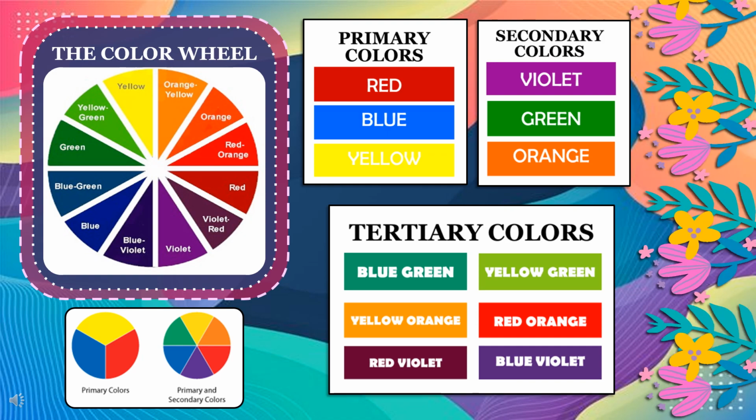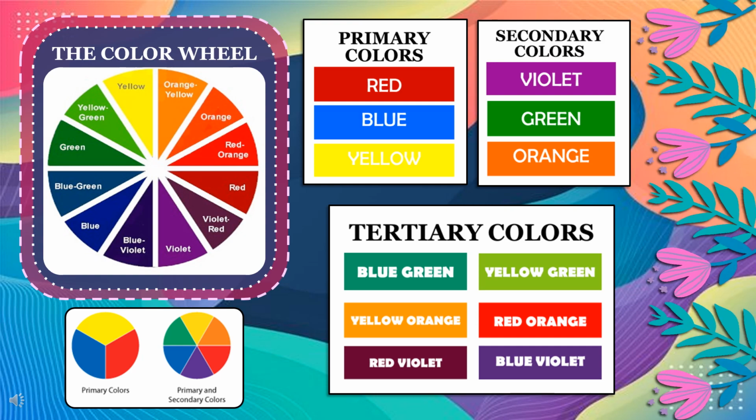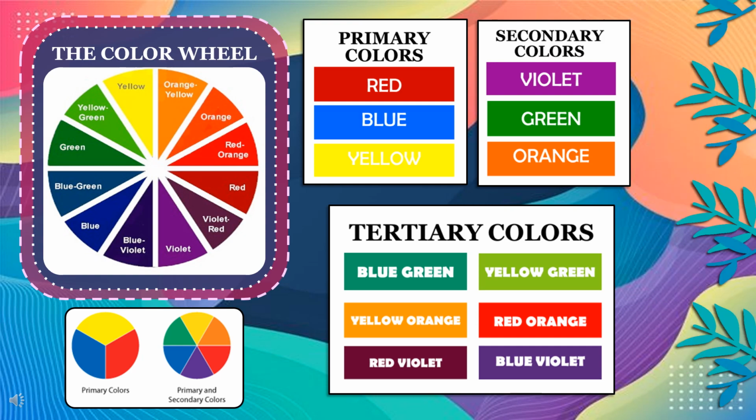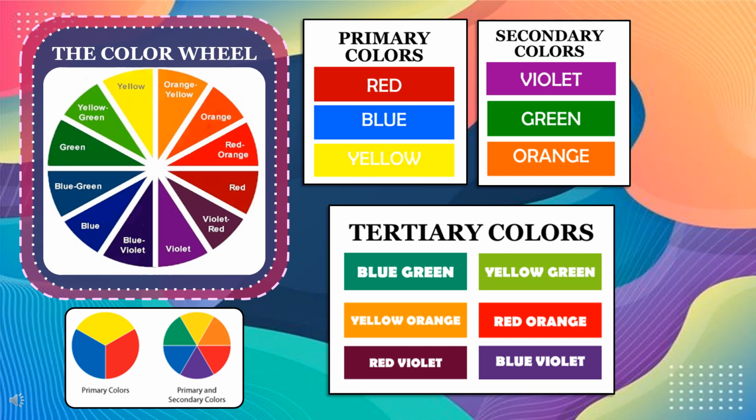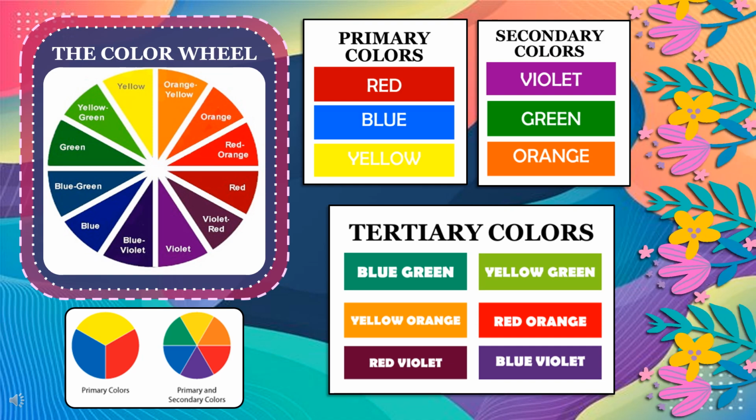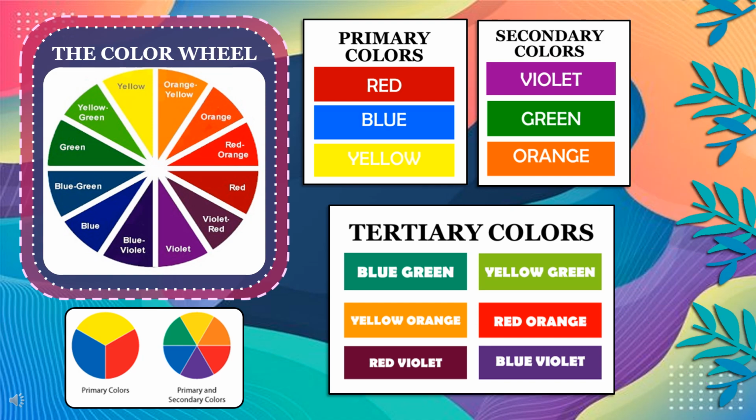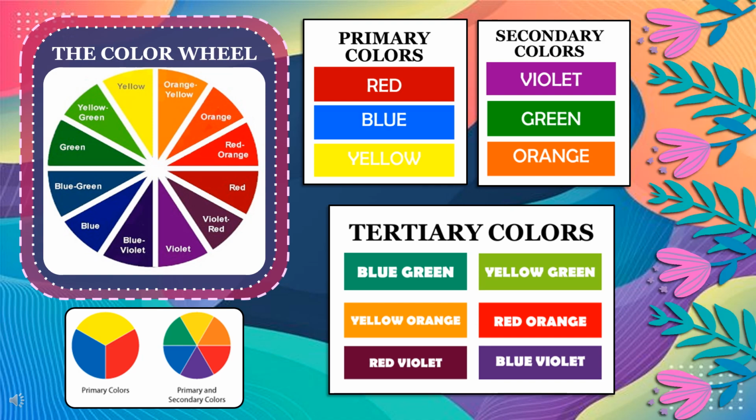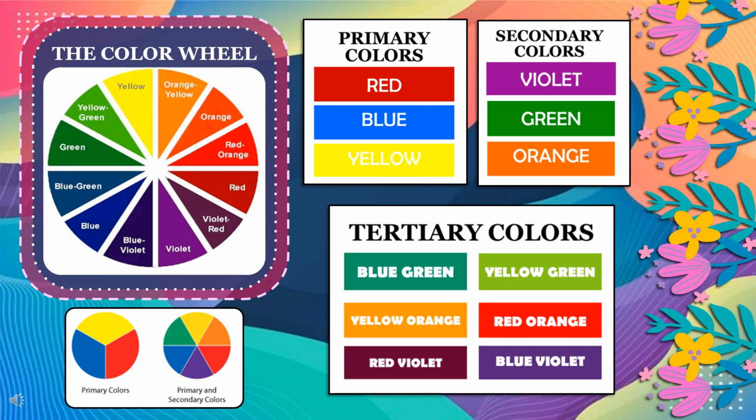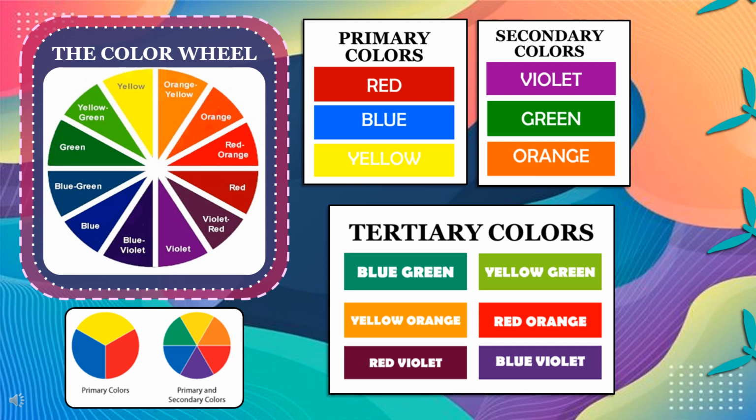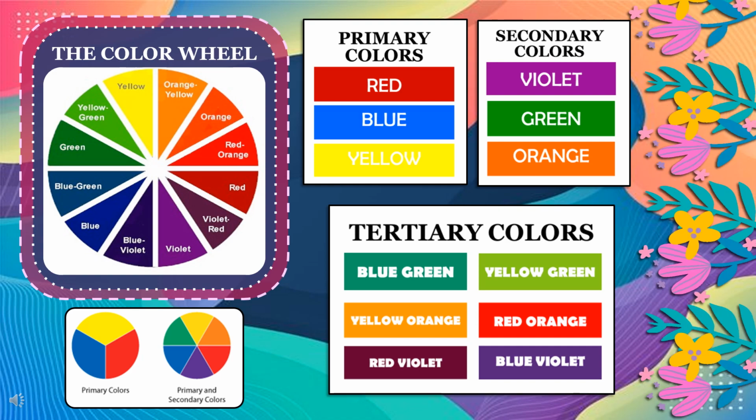Primary colors. The RBY color wheel. Primary colors are colors that can't be mixed from other colors. There are three primary colors: red, yellow, and blue. Secondary colors are colors that result from mixing two primary colors. Tertiary colors are colors made by combining a secondary color with a primary color. There are 6 tertiary colors.